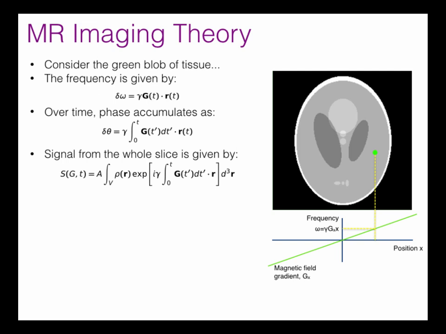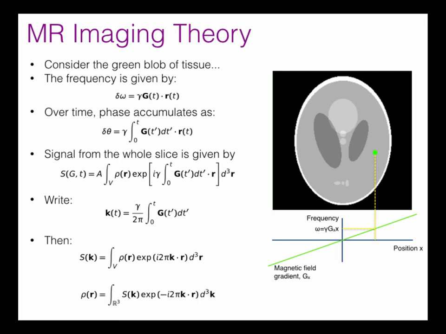And now by defining the term in square brackets to be k of t, making this term here k of t, we end up with an equation like this. Okay, so now we just write our signal as a function of k as being this, how many spins I've got times this dephasing term, and this is basically a Fourier transform. And the Fourier transform can be inverted, and so it allows us to calculate our spin density from the signal we acquire.